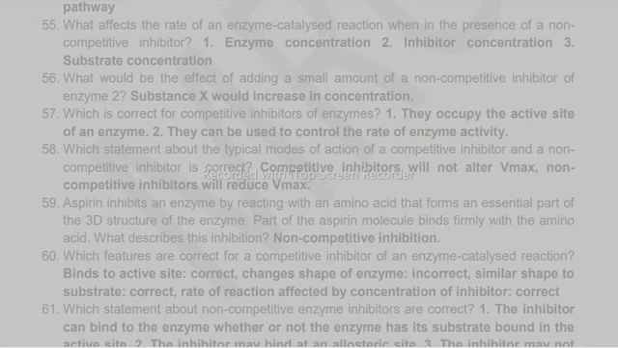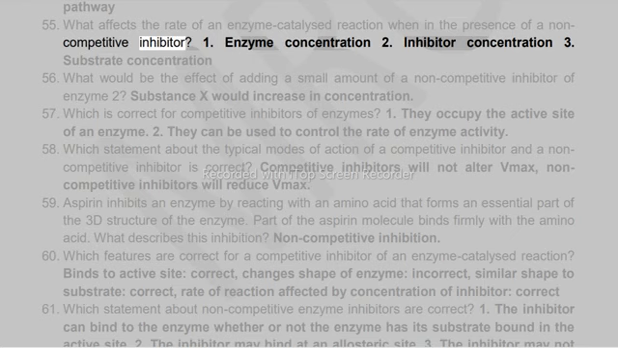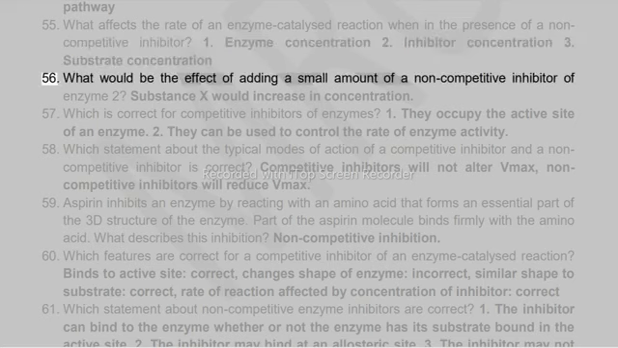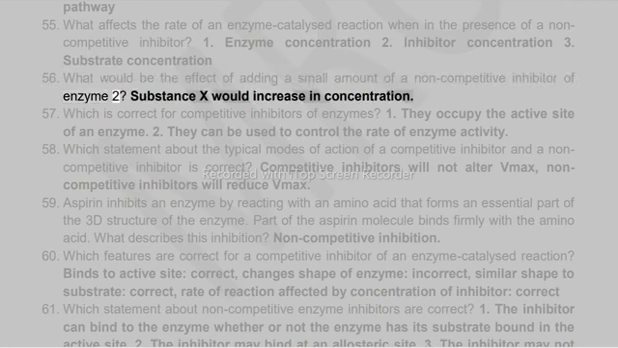55. What affects the rate of an enzyme-catalyzed reaction when in the presence of a non-competitive inhibitor? 1. Enzyme concentration. 2. Inhibitor concentration. 3. Substrate concentration. 56. What would be the effect of adding a small amount of a non-competitive inhibitor of enzyme 2? Substance X would increase in concentration.